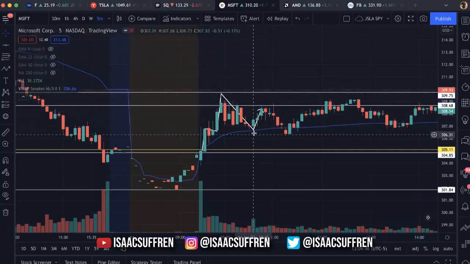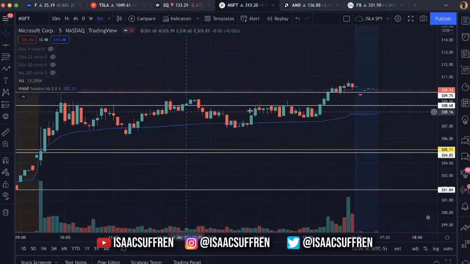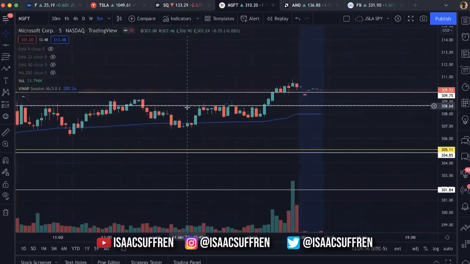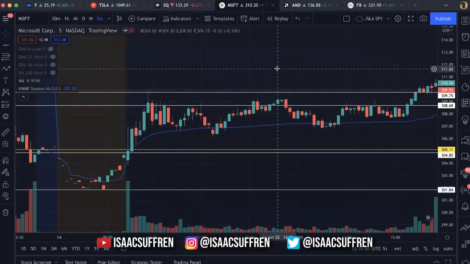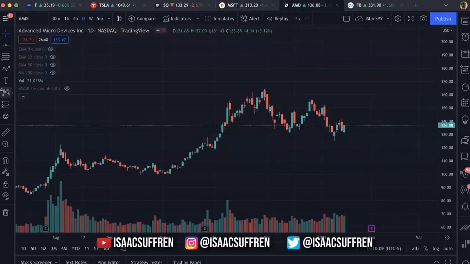I take the play, move on with my day, because obviously the price action really wasn't that favorable the rest of the day. It really stayed in between the VWAP and this 308 rejection level, and this is a really tight level, so I would have avoided playing this after this VWAP bounce right here. So let's move on. Let's go to AMD.